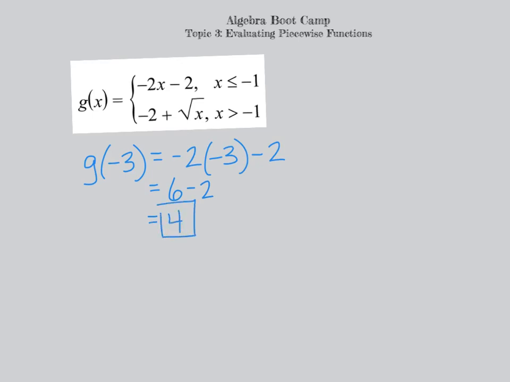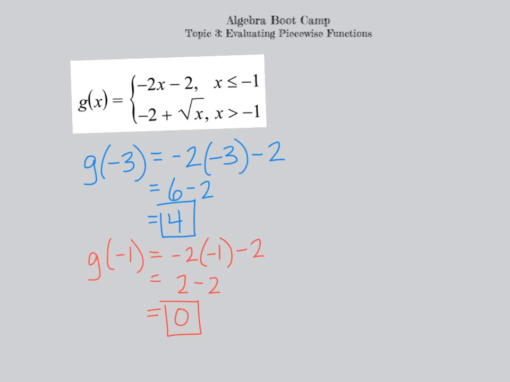Okay, next one we can try. g of -1. All right, this can be really the only tricky one because -1 is where the breakdown occurs here. So we have to go to the function that includes -1, which is this top one here because it's less than or equal to -1. So once again, we're going to plug into our top function. So we'll have -2 times -1 minus 2, which will give us 2 minus 2, which is 0.